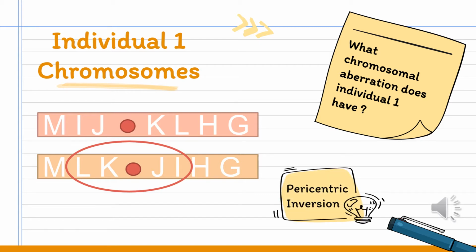A paracentric inversion involves a segment of a chromosome that is removed, turned 180 degrees, and reinserted back into the chromosome. Pericentric inversion also has the centromere included in the inverted area, unlike paracentric inversion that does not. Now I pose the question, what would be the resulting chromatids if a crossover occurred between the J and K region?